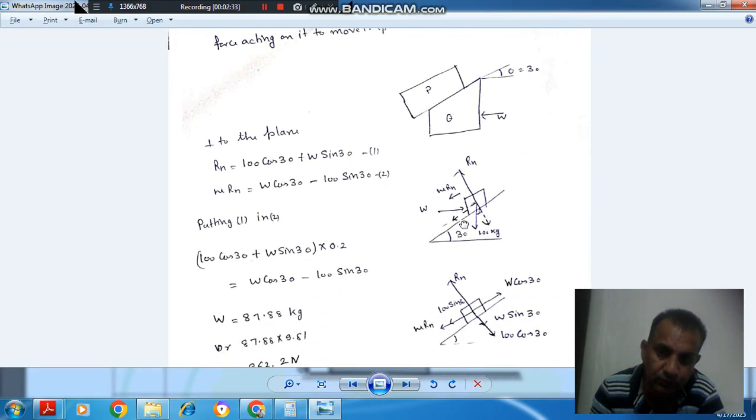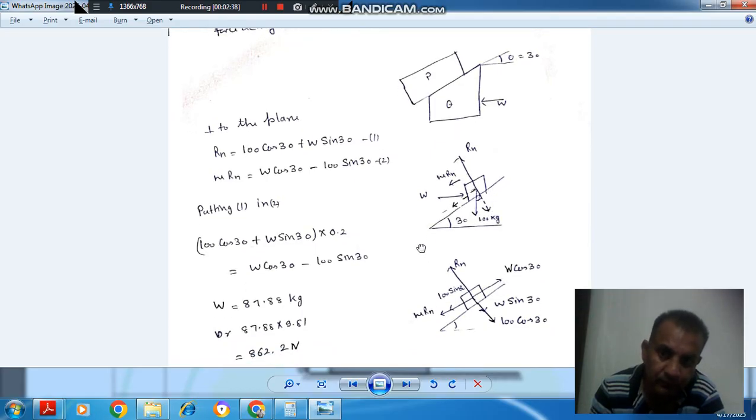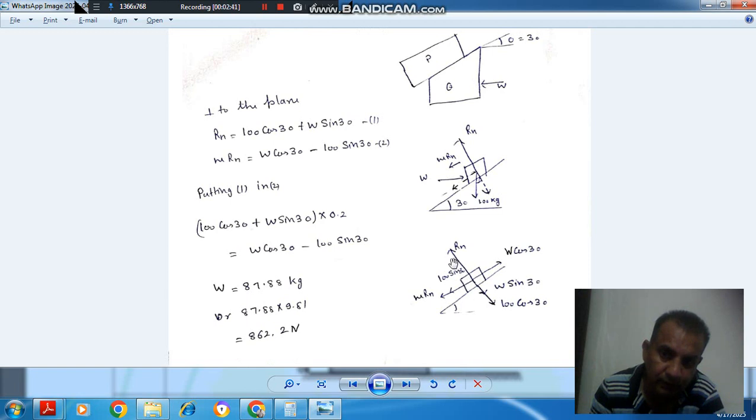These forces can be resolved perpendicular to the plane and along the plane. Perpendicular to the plane, the forces are Rn, W sin 30 and 100 cos 30. This angle would be 30, so its component will be 100 cos 30. All are in kg, so W is in kg and this 100 is also in kg. W sin 30 is the component here, and this is W cos 30. This is Rn, this is mu Rn, and this is 100 sin 30.